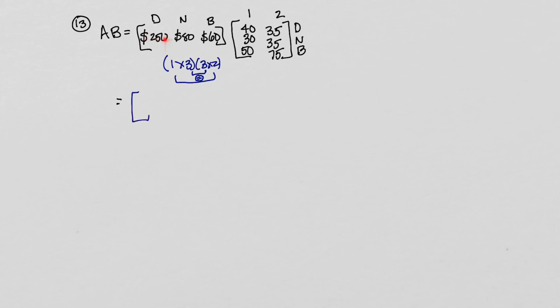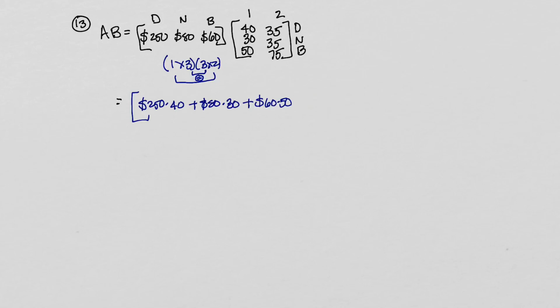So it's going to be first row, first column. So it's going to be first and first, plus second and second, plus third and third. So let's do this. It is going to be $250 times 40 dressers, plus $80 times 30 nightstands, plus $60 times 50 bookcases. And then we will have this row and the second column, right? We're in the first row, second column.